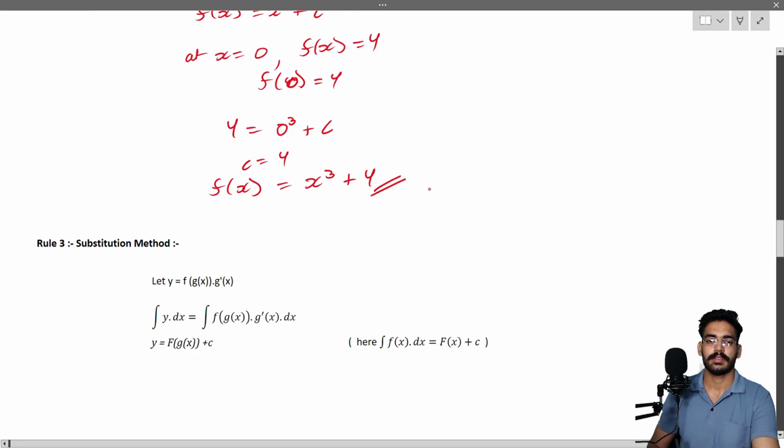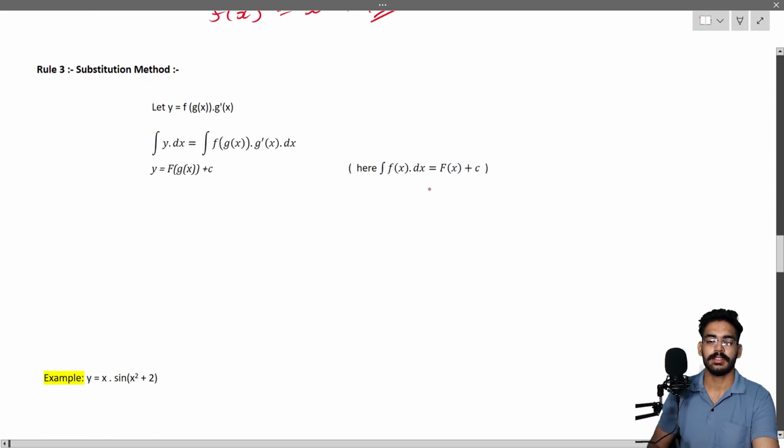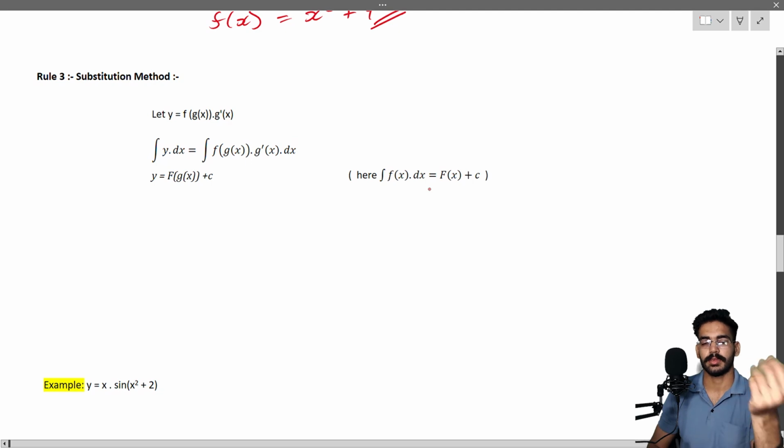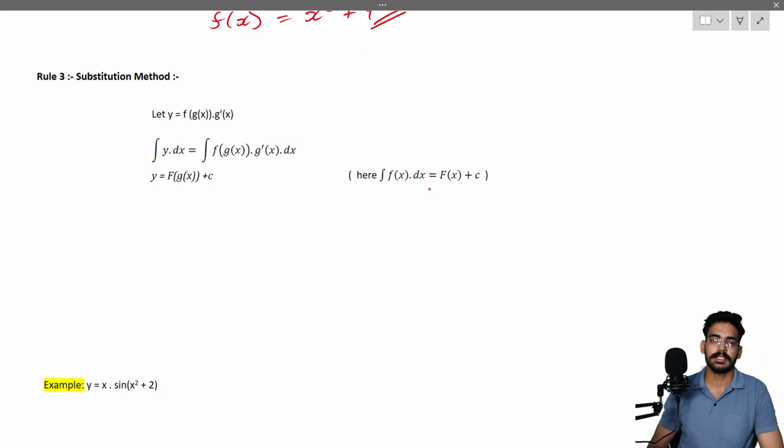Okay. Now the next method. Next is the substitution method, and this is very important, and most of the questions are asked from the substitution method only. What the substitution method says is that f(x) has g(x) and g dash x, that you know, this is a standard thing. It looks something like the chain rule, right? But it is not like that.